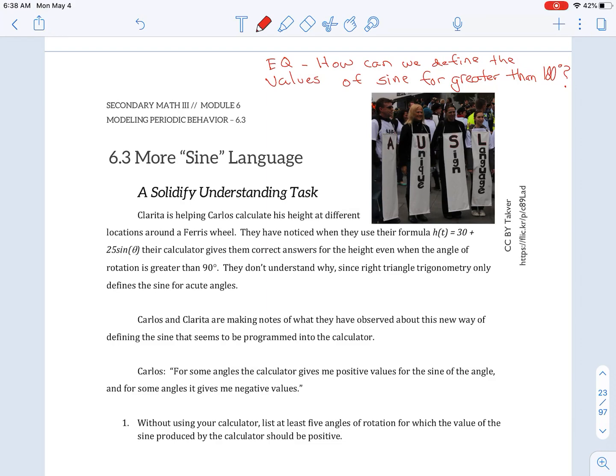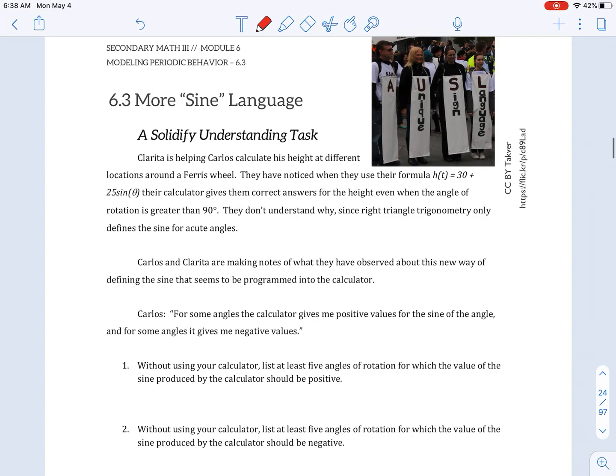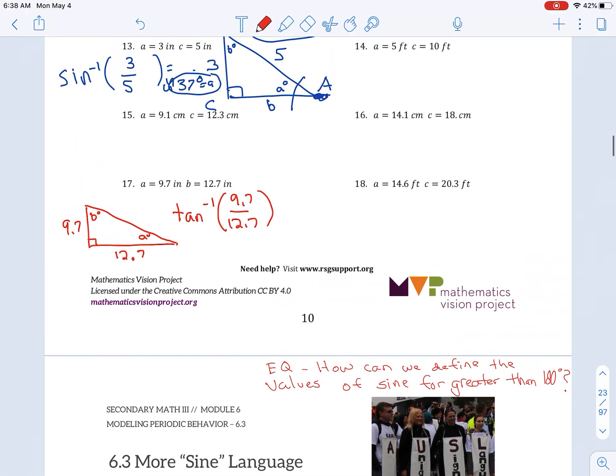Carlos says, for some angles, the calculator gives me positive values for the sine of the angle, and for some angles, it gives me negative values. Without using your calculator, list at least 5 angles of rotation for which the value of sine produced by the calculator should be positive. Okay, so we're talking about positive values of sine now.